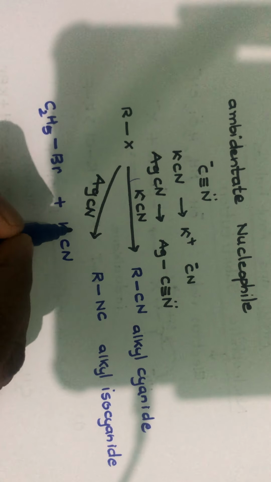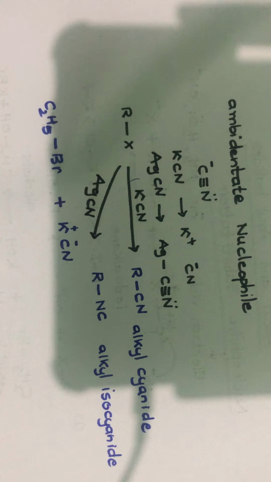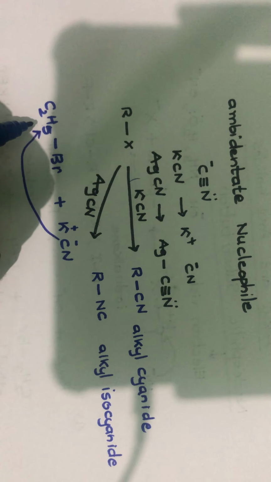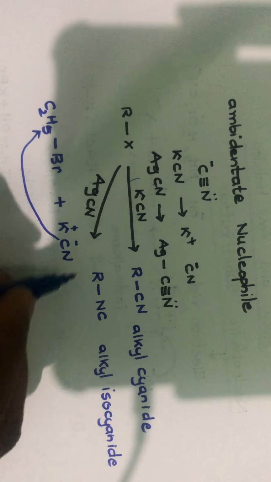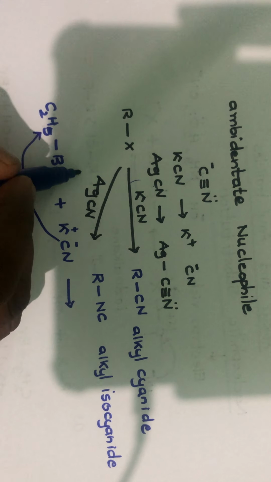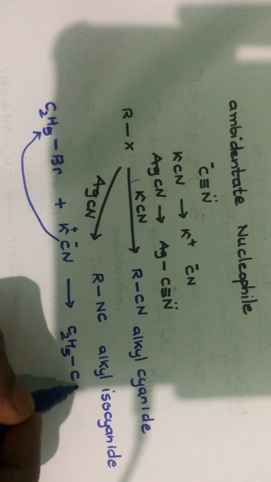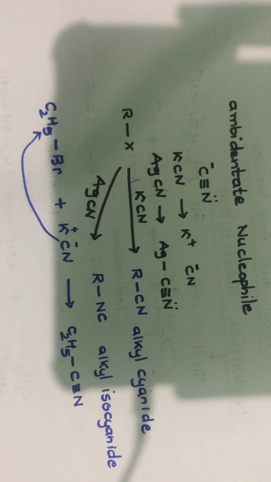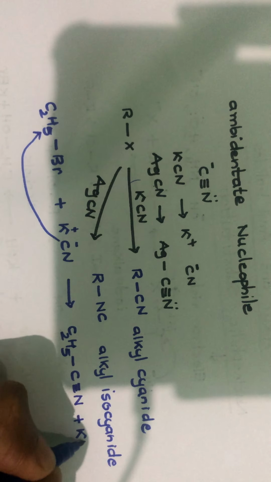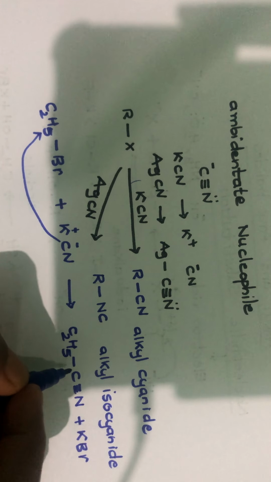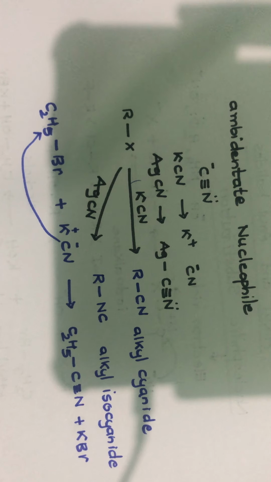Potassium cyanide, K plus CN minus, right? So this CN minus attacks the carbon. When it attacks the carbon, Br goes off. So you get C2H5 C triple bond N plus KBr. You get this compound. Ethyl cyanide is what you can call it.